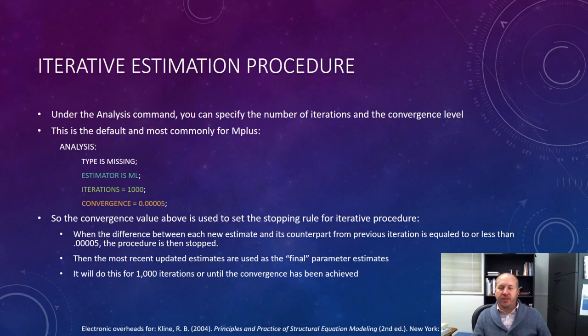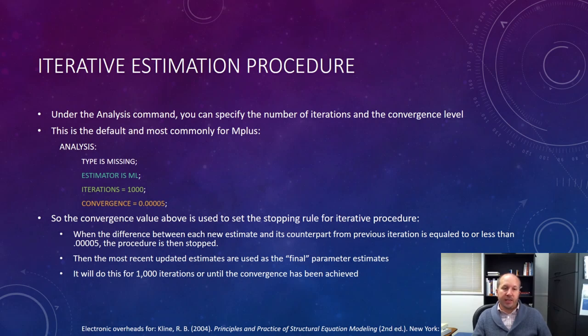So in the analysis command, that's where you determine the type of analysis you're doing. You have the estimator, iterations, convergence. Now in past slides, I've told you never touch these. And generally, you're never going to mess with these. But this is for you to understand where this is. And if you do need to adjust any of these, you know how to do that.